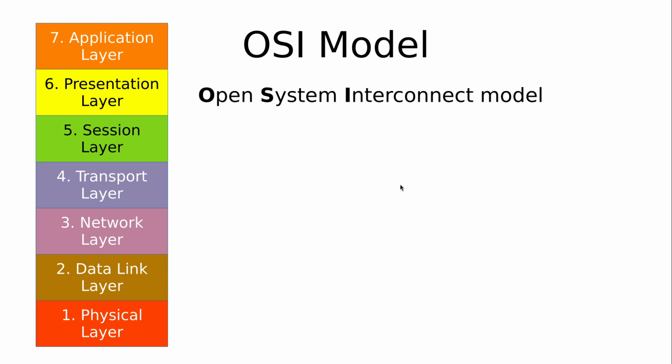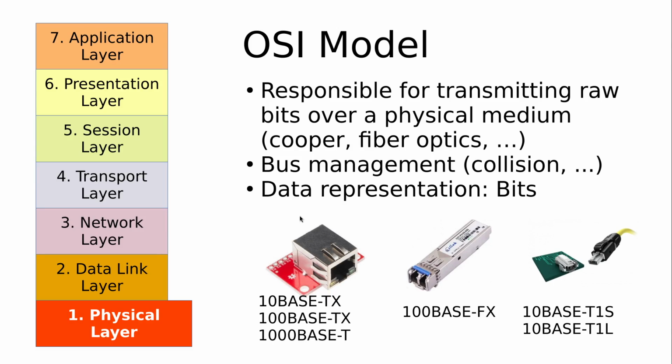OSI stands for Open System Interconnect model, and on the left hand side you can see the 7 layers of the OSI model. We have the physical layer, data link layer, network layer, transport layer, session layer, presentation layer, and application layer. Now I will go from the bottom to the top through all 7 layers, and I want to highlight the most important details of each layer, and if I can, also provide you some examples for the layers. Let's start with layer number 1, which is the physical layer.